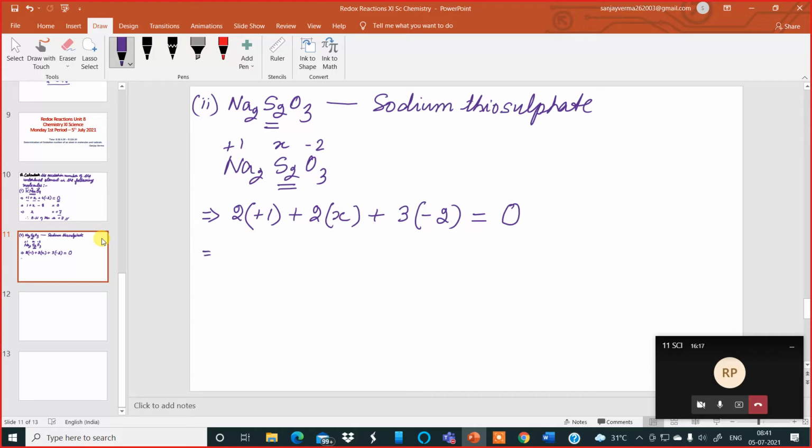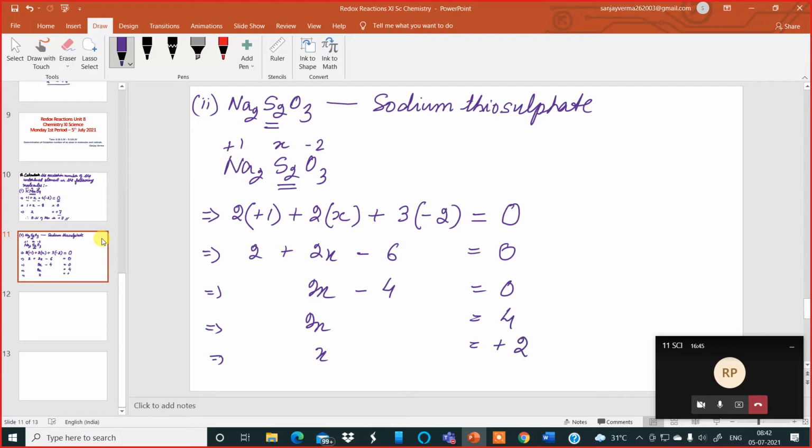So I start simplifying this. 2 into 1 is 2, plus 2X minus 6 is equal to 0. So upon simplification I will get 2X, minus 6 plus 2 is -4, is equal to 0. So this becomes 2X is equal to 4 plus 4. Therefore X will be equal to 4 by 2, which is +2. So the oxidation number of sulfur in sodium thiosulfate is +2.